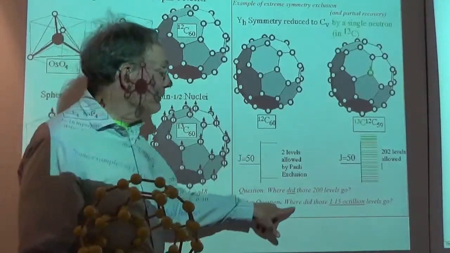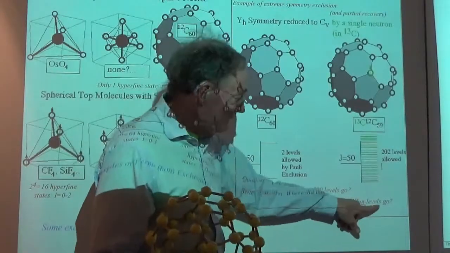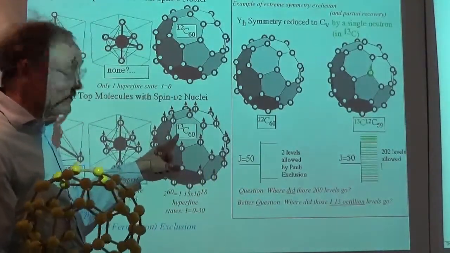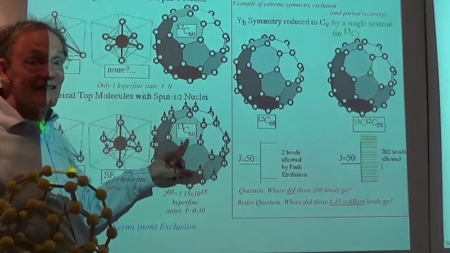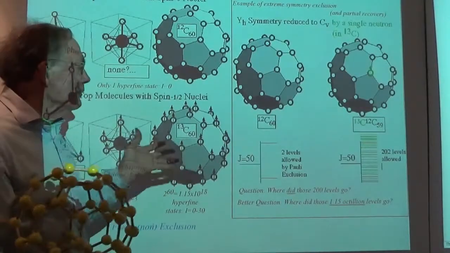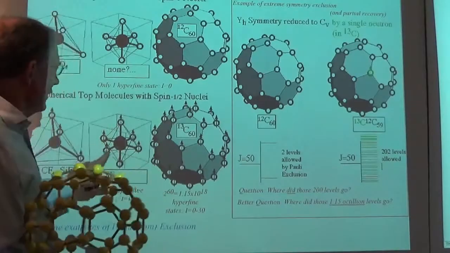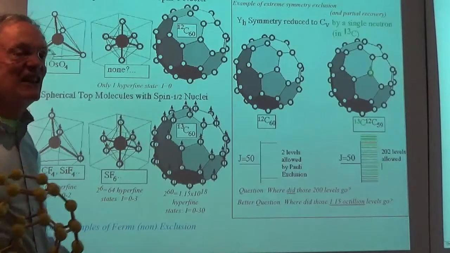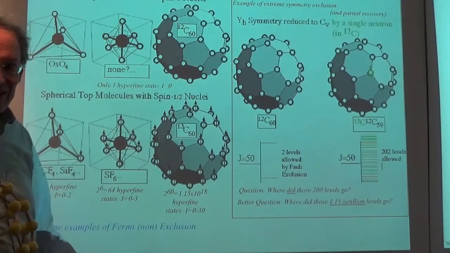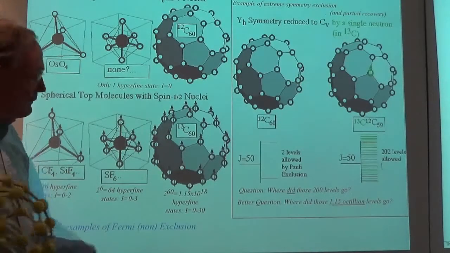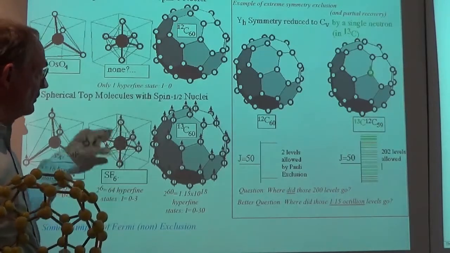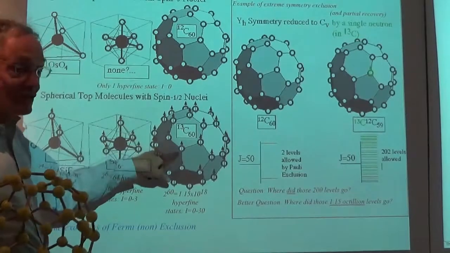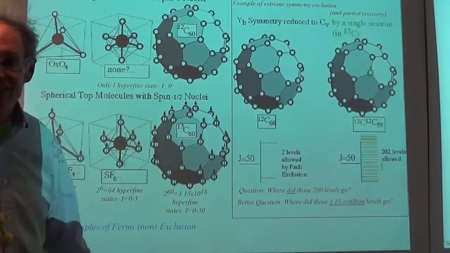Better question, where did the 1.15 octillion levels go that this thing has? This has got 2 to the 60 hyperfine states. Now you say it's only an order of magnitude to go from SF6 to this thing. That's right, it's an order of magnitude in the exponent. You've got 2 states for every one of those guys, so there are 64 hyperfine states in this thing. There's 2 to the 60 here, which is 1.8 octillion.